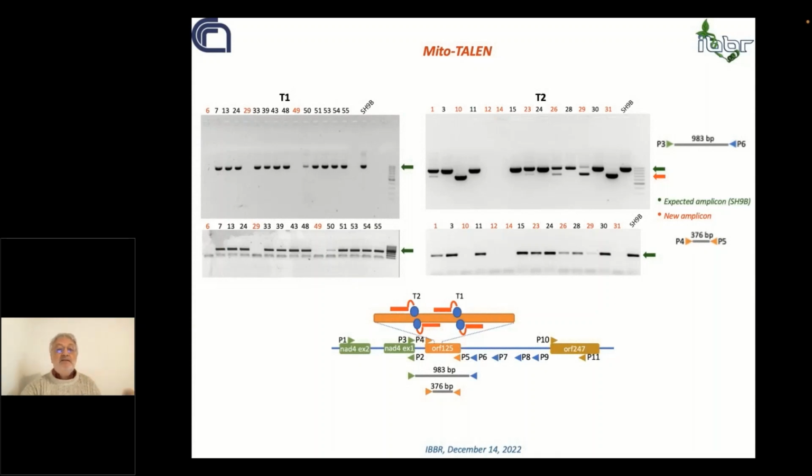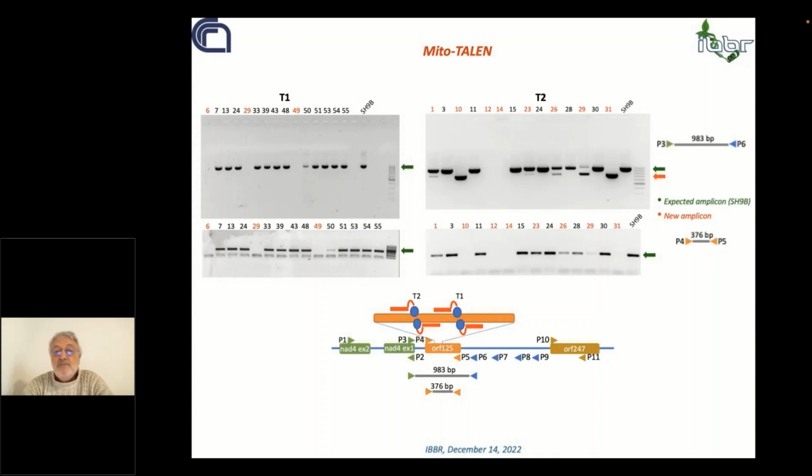As you can see here, in the experiment with the first primer pair, the first TALE sequences T1, in 3 plants using P3 and P6 primers, we expected a fragment of about 1,000 base pairs, which was obtained in the majority of plants except in 3. In T1 plants 60, 29, and 49, as you can see here, there was no amplification, and the same was confirmed below with the internal primer. On the other hand, using the second pair, T2, in another experiment, in 2 plants, 12 and 14, we had the same result, no amplification.